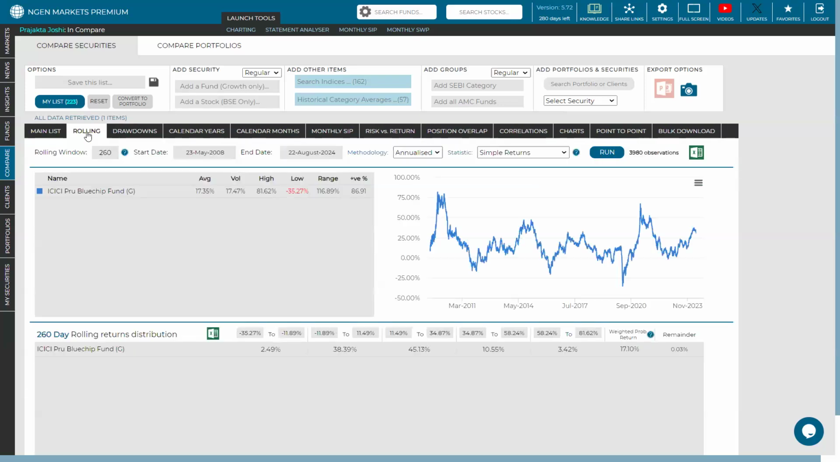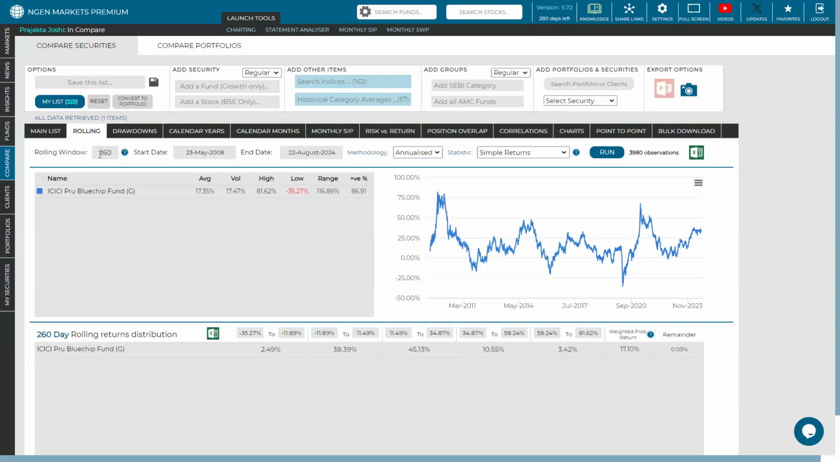The moment you hit on this, there will be multiple terminologies that you will see on this particular window. Let us understand these one by one. First of all, what you can see is the rolling window, which is here mentioned as 260. Rolling window is nothing but holding period under consideration. Meaning, as I said in mutual funds, the longer you hold, the better is the return that you might get either on a fund level or of course on a portfolio level, right? So typically here we express that in terms of days.